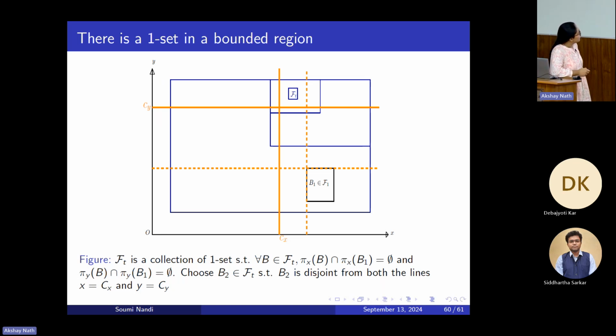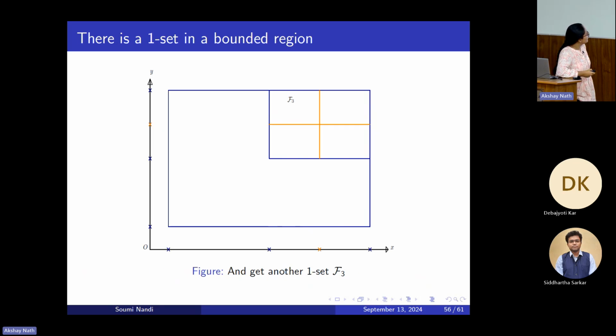Because for this line, if I consider this region that is in between these two lines, this one, the nearest line from this vertical line, and this one is the nearest line to the horizontal line, then in that region there will be some one set because of the construction of these two lines Cx and Cy, and from that one set I pick a box. So I think I have not made it very clear.